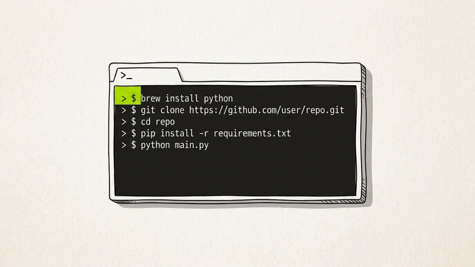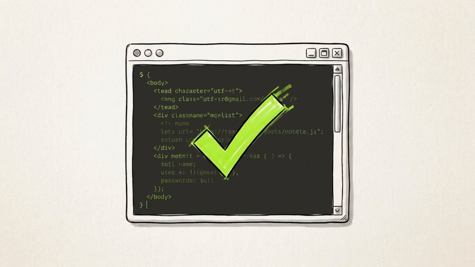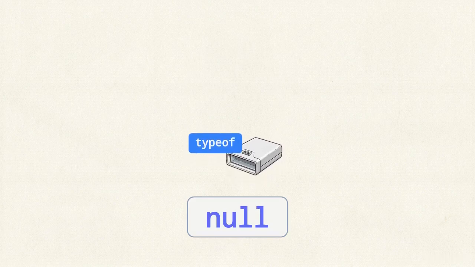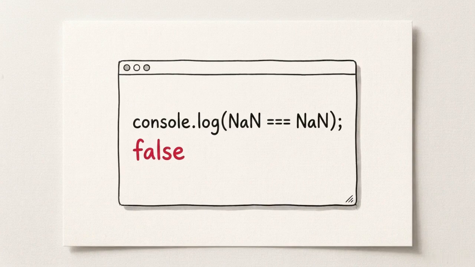Take a look at this terminal input. If you negate an empty array and compare it to another empty array using the loose equality operator, JavaScript evaluates the expression as true. Or consider the null value. If you ask the engine to inspect its type, it will report that null is an object. And if you compare not a number to itself using strict equality, the engine returns false.